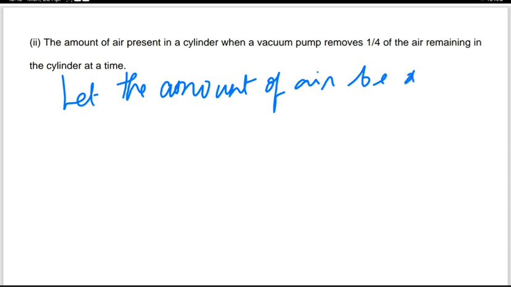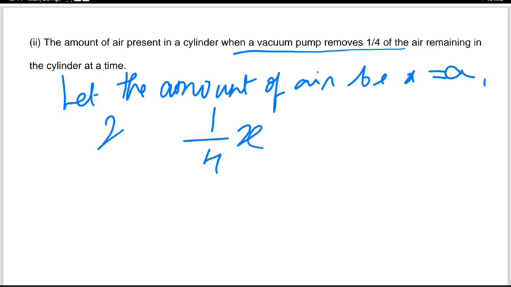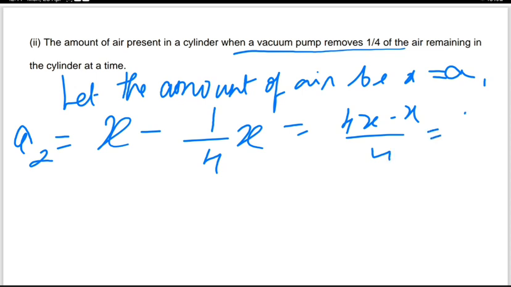So we can simply say that x is our first term, that is a1, and whenever the vacuum pumps, 1/4 of the total air is removed. Removed means minus. So 1/4 of the air is removed from the total air, and this will be our a2. So x minus x by 4, that is 3x by 4. This is our second term.